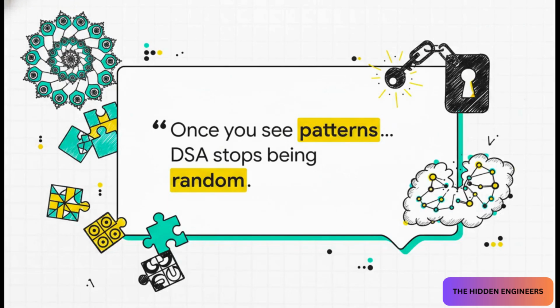So if you take away just one thing today, let it be this. The goal is not to memorize solutions to hundreds of different problems. That's impossible. The goal is to learn how to see the patterns that connect them. Because once you see the patterns, DSA stops feeling like this random, scary thing. It starts to feel like a puzzle, and you have the master key. You're not just learning recursion, you're learning a new way to think about problems.